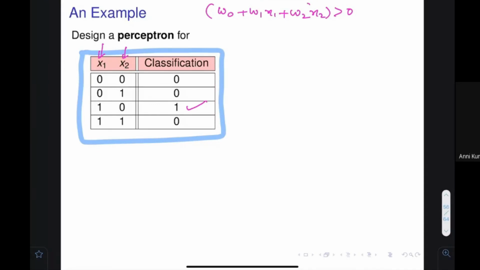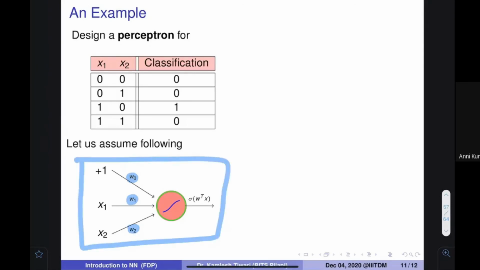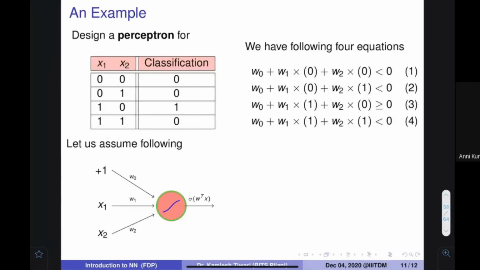Okay. So how to find these values of W0, W1? Let me represent this. Let's assume that W0, W1 and W2 are the parameters, and this is the perceptron that I have. Let me write the equation. The equation is W0 plus W1 into 0, because it is 0 and 0, plus W2 into 0, is less than 0. I need this. Everybody clear about this?